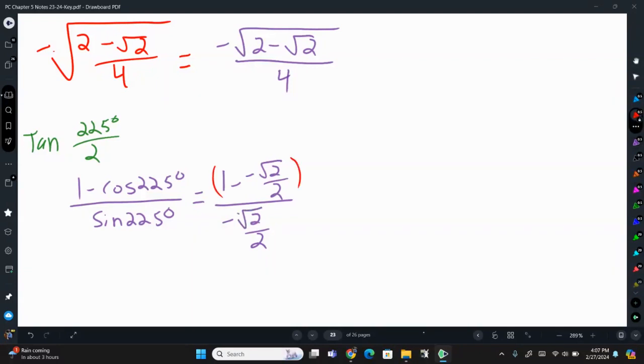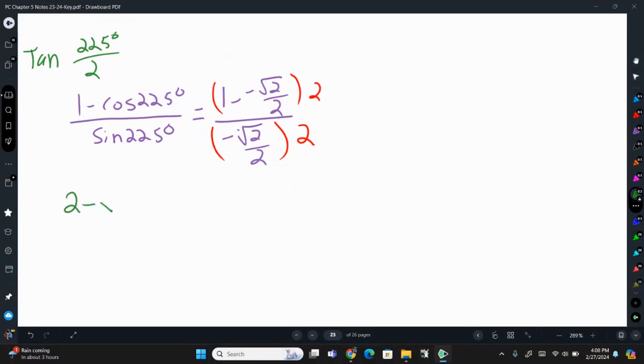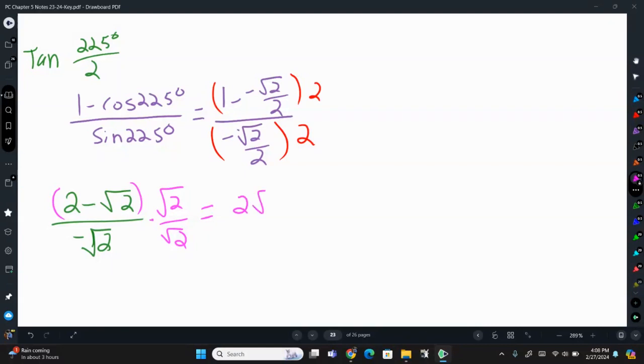So I'm going to multiply the top and bottom by 2 like we've been doing. And that's going to give us 2 minus the square root of 2 over this, negative square root of 2. Well, we can't have the square root of 2 in the denominator, so we're going to multiply the top and bottom by the square root of 2 over the square root of 2. And it FOILs into the numerator. So that's going to be 2 times the square root of 2 minus 2 over negative 2. Oh, whoops, I'm sorry. Minus minus should be a plus right here.